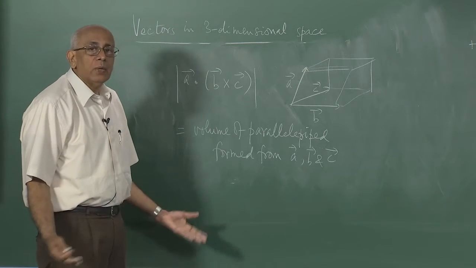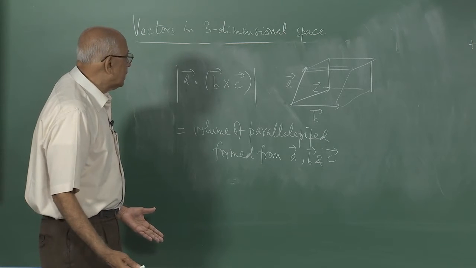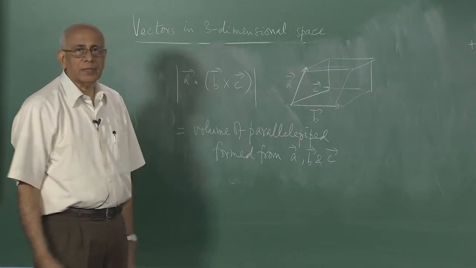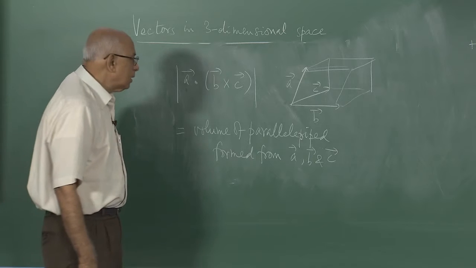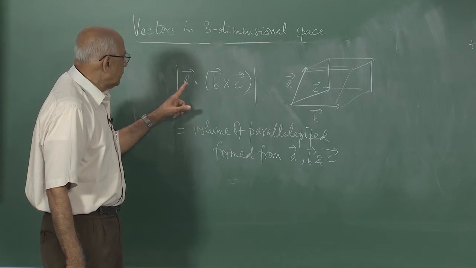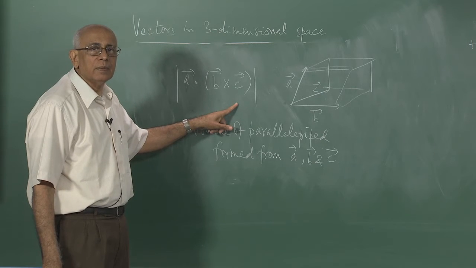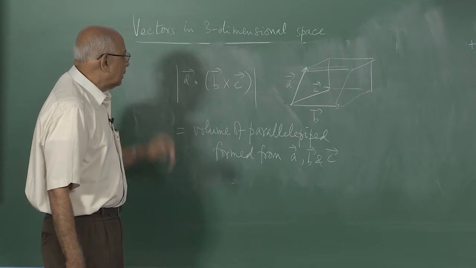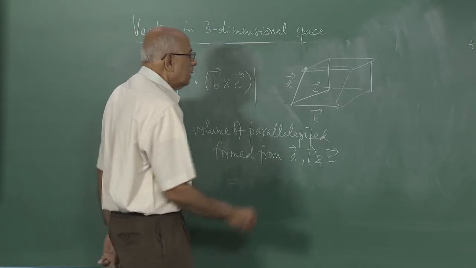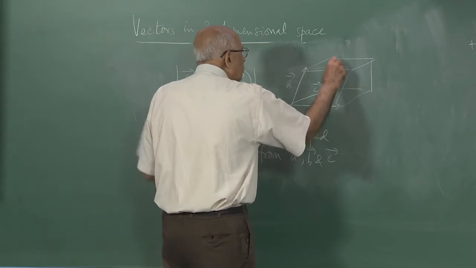And when would it be 0? It would clearly be 0 if this dot product vanished. And when would it vanish? It would vanish if this vector was perpendicular to the vector B cross C. But what does that mean? B cross C is in a plane normal to the plane formed by B and C.